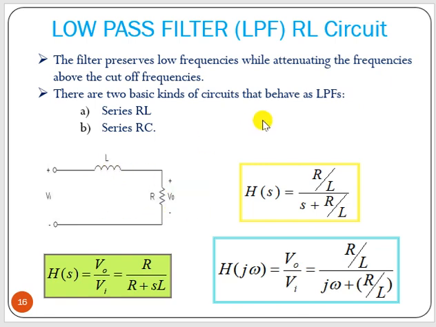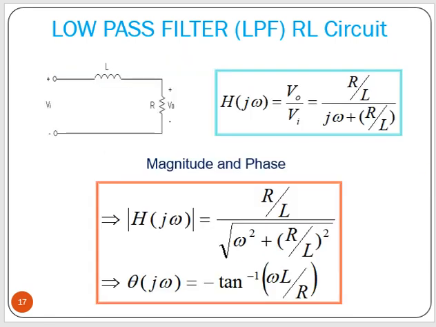So we get V0 by Vi as R by R plus SL. Now we have to make the coefficient of the highest power of S equal to unity. For that we divide numerator and denominator by L. Then we get R by L divided by S plus R by L. Now we can put S equal to j omega, so we will have j omega here. Now this R by L is called the cutoff frequency.